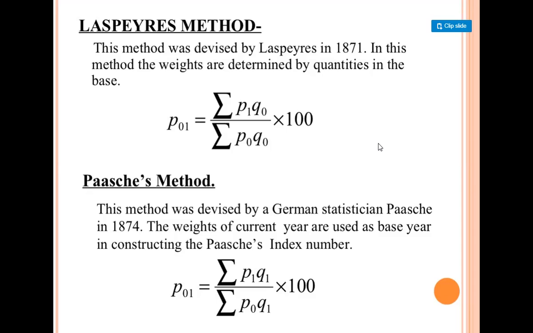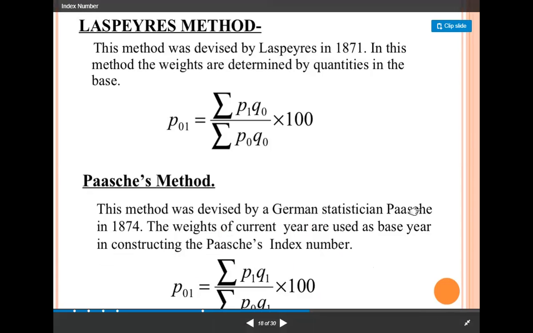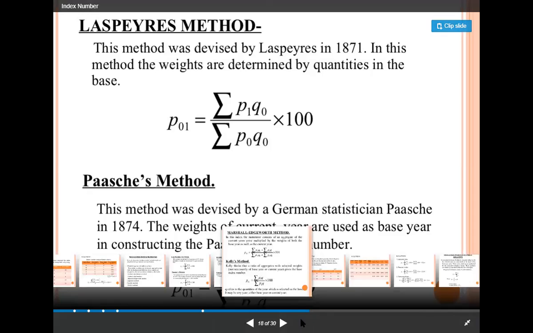So summation P1 Q1. P1 is what? The current year prices are multiplied with the current year quantities. Then after that you find the summation of all these values. Then the denominator, P0 is what? Base year prices are multiplied with the current year quantities. Again you find the sum of all these values into 100. So P01 equal to summation P1 Q1 by summation P0 Q1 into 100.